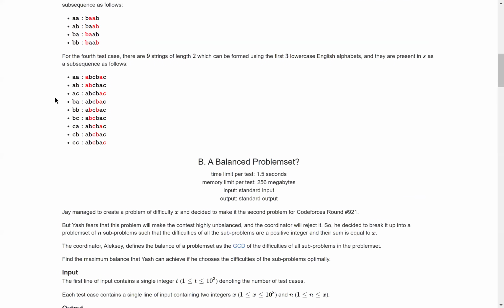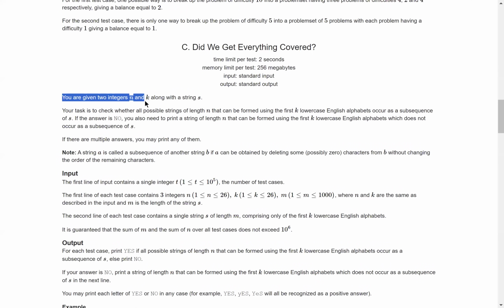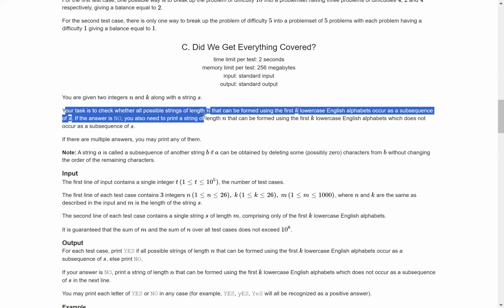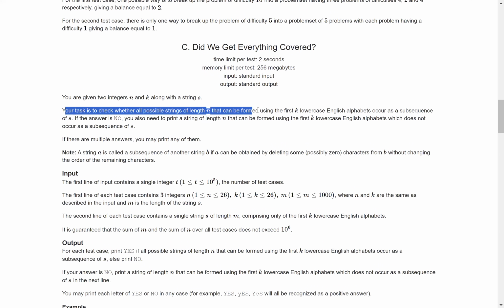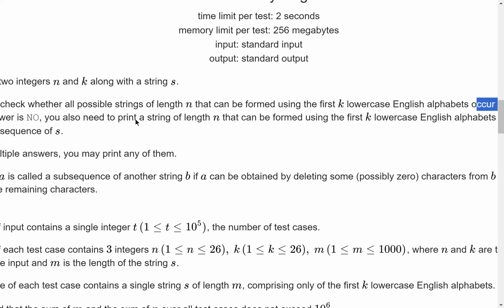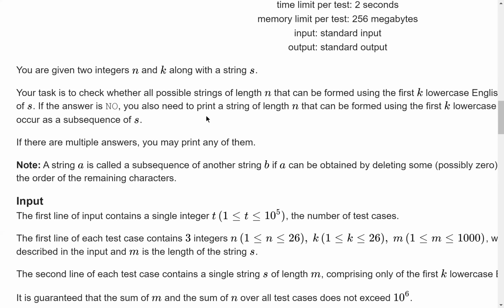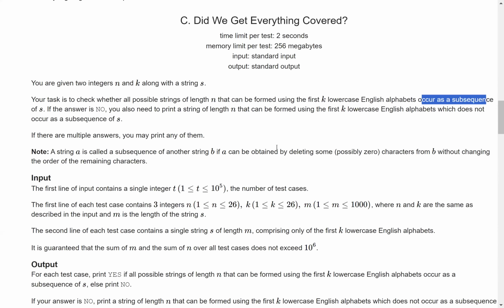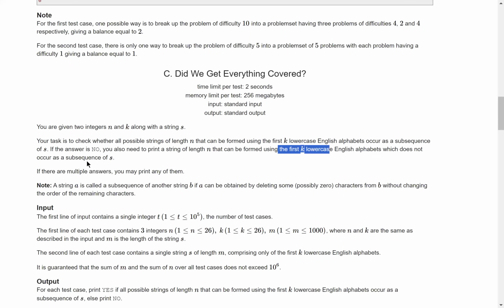Okay, this is the third problem. In this problem, it says that you are being given two integers n and k along with a string s, and our task is to find out whether all of the possible strings of length n that can be formed using the first k lowercase English alphabets occur as a subsequence of s. In case the answer is no, then we have to print a string of length n that can be formed using the first k lowercase English alphabets and does not occur as a subsequence of s. And in case there are multiple answers, we can print any one of them. So this is the problem.